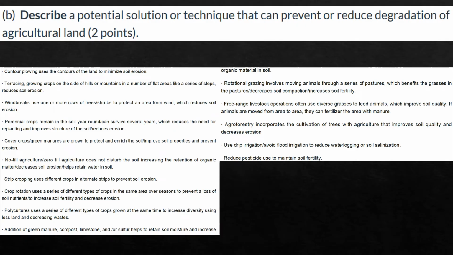So let's take a look at some of the solutions to part B. It again asks to describe a potential solution or technique that can prevent or reduce degradation of agricultural land. So the solution I'm focusing in on would be crop rotation. So it uses a series of different types of crops in the same area over seasons to prevent a loss of soil nutrients or to increase soil fertility and decrease erosion. So let's take a look at some good examples and not so good examples.